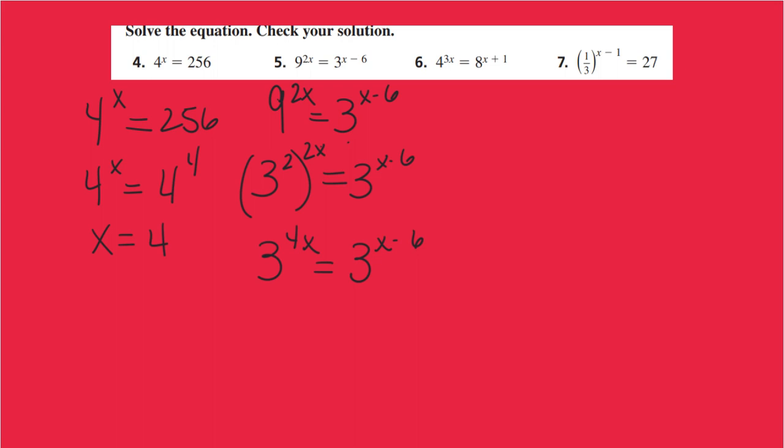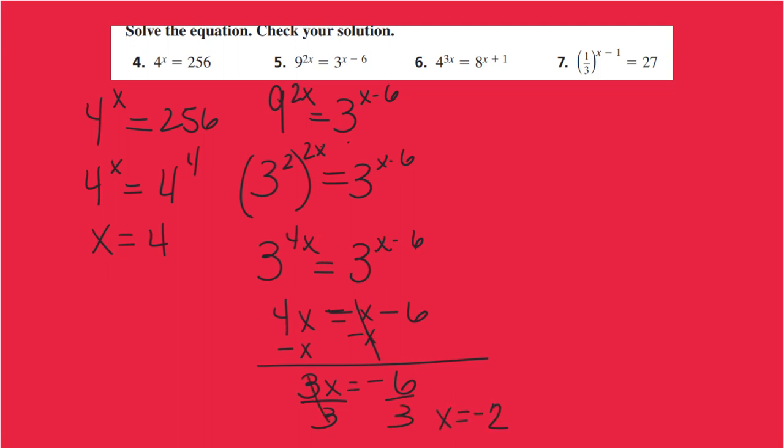I have my same bases, and I could equate my exponents, where I'm left with 4x equals x minus 6. Combine my like terms by subtracting x from both sides, and I'm left with 3x equals negative 6, divided by 3, x equals negative 2.